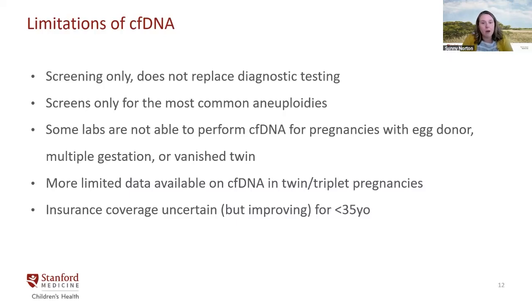Some labs are not able to perform cell-free DNA in certain situations, and this has changed a little bit, but with multiple gestations beyond twins, or in a pregnancy where there's been a vanished twin, sometimes cell-free DNA is not available. The data on cell-free DNA in twin and triplet pregnancies is more limited, so we don't have precise statistics on accuracy or sensitivity or specificity. And insurance coverage is still somewhat uncertain, but that is improving based on guidelines recommending that this is offered. Some patients still have a larger out-of-pocket cost.